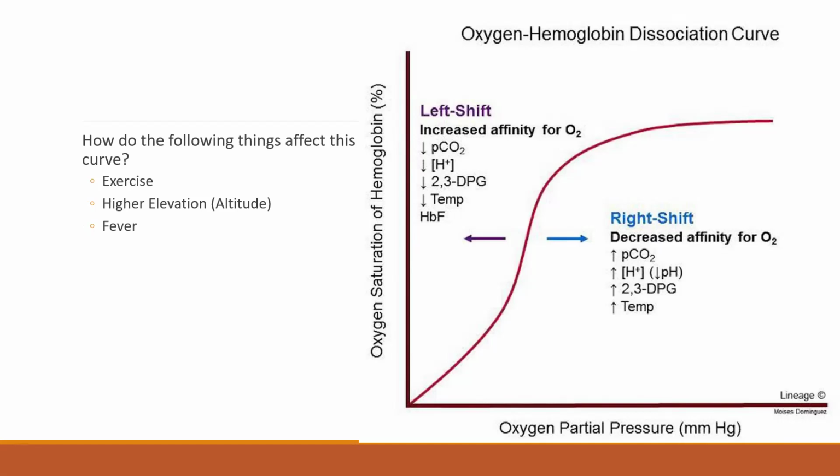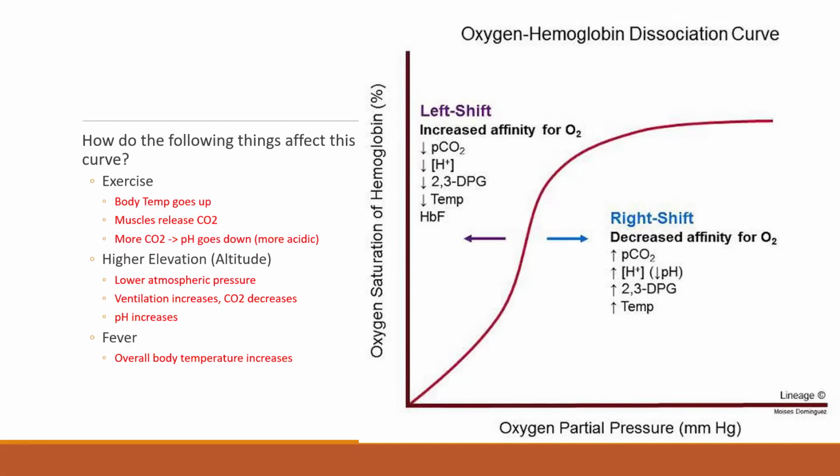So these are three examples that I put on the left. These are the most common examples. You might see some different examples on your exam, but hopefully as I describe these, they'll make a little bit more sense. So let's think about these three different situations. How do exercise, higher elevation, and fever affect this curve right here?